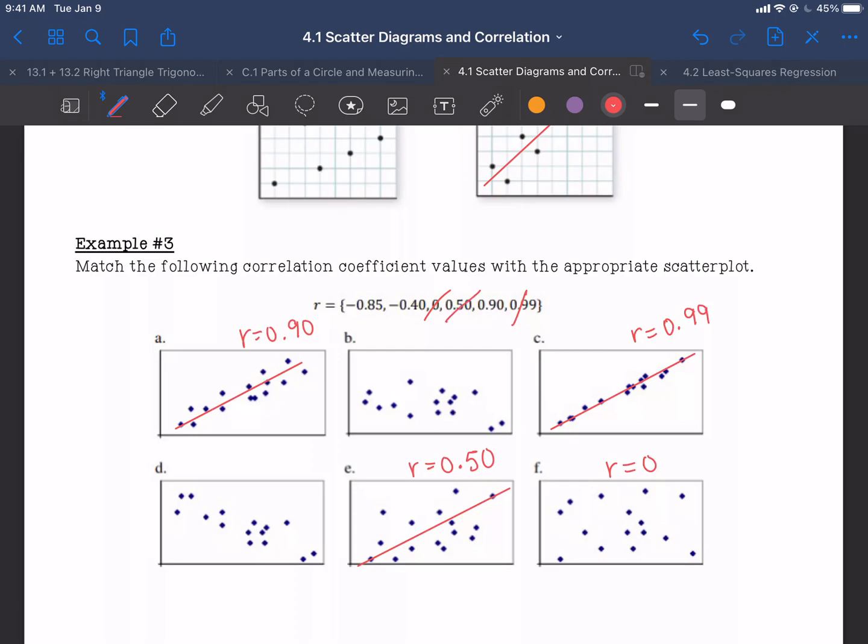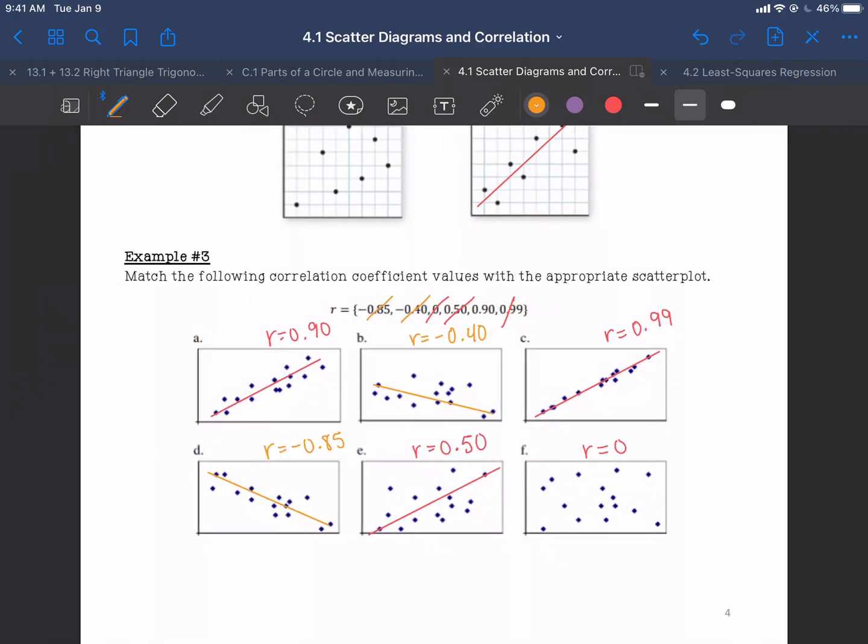So then if I look at my negative values, 0.85 versus negative 0.40, remember now it's stronger if it's closer to -1. So the one that would have a stronger negative relationship would be graph D. So that would maybe have an R value of negative 0.85, and graph B would have an R value of negative 0.40. All right. So closer to 1, the stronger positive. Closer to -1, the stronger negative linear relationship.